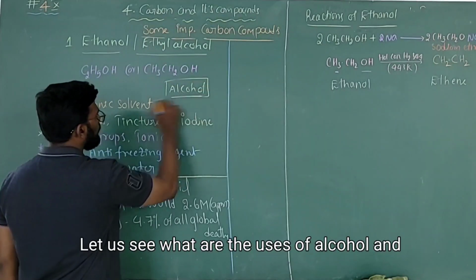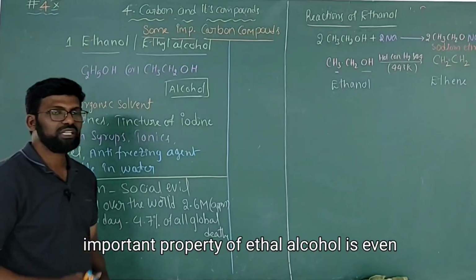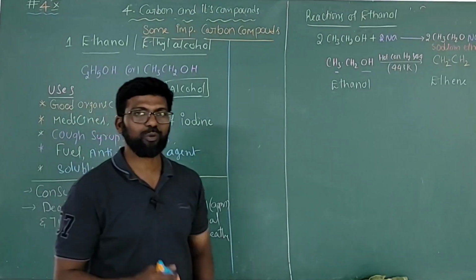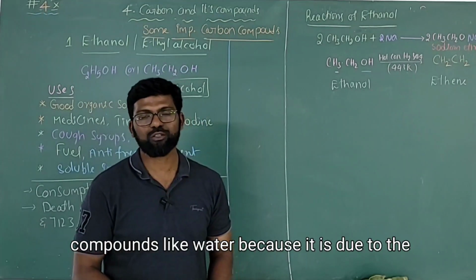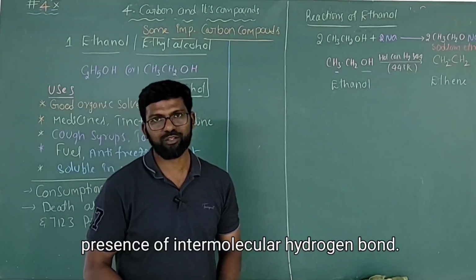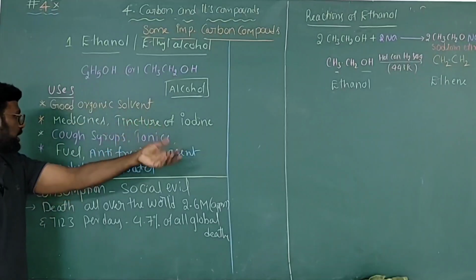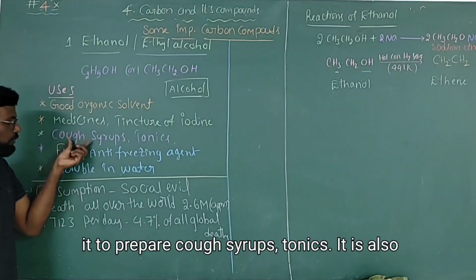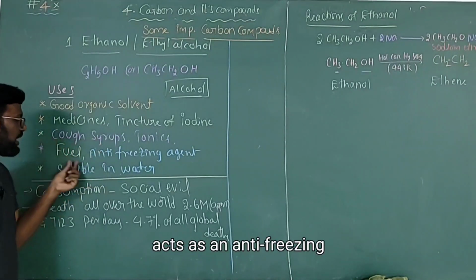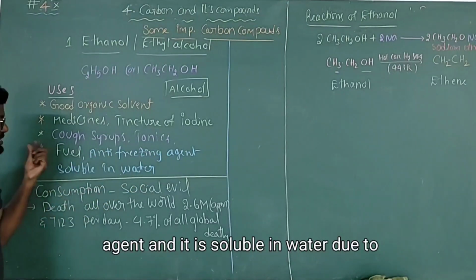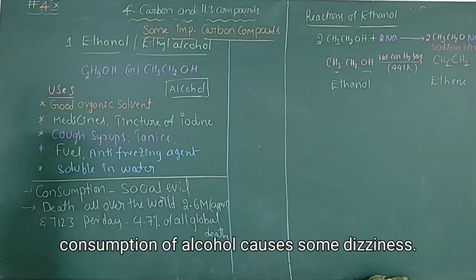Let's see what are the uses of alcohol. Alcohol is a good organic solvent, and the important property of ethyl alcohol is, even though it is an organic, non-polar compound, it also dissolves in polar compounds like water, because of the presence of intermolecular hydrogen bonding. Ethyl alcohol is used in the preparation of most medicines, tincture of iodine, cough syrups, tonics. It is also used as fuel, and it acts as an anti-freezing agent. And consumption of alcohol causes some dizziness.